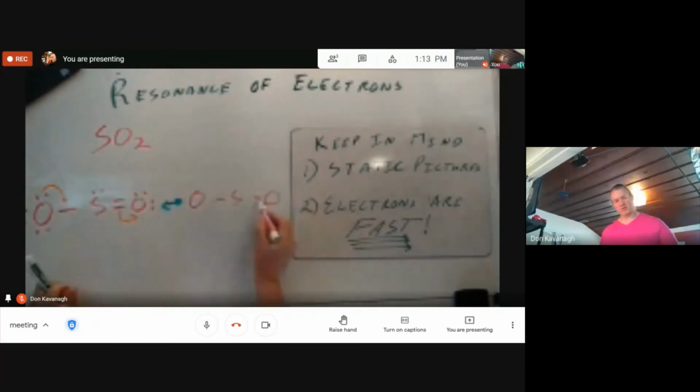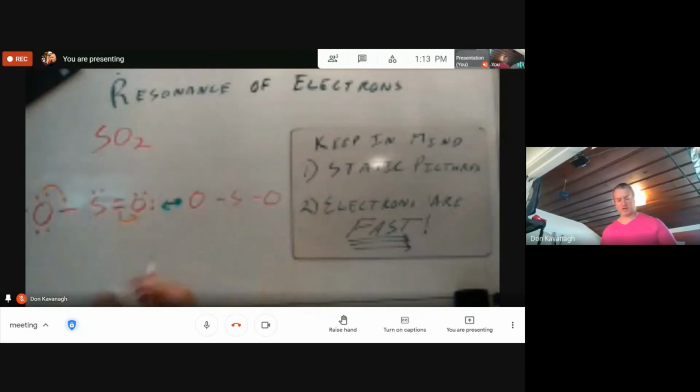This is how I start drawing when I'm drawing resonance structures for molecules. This skeleton and sigma bonds, they don't change. The only things that are changing are lone pairs and pi bonds. So I always start out with this structure here because that's not going to change.